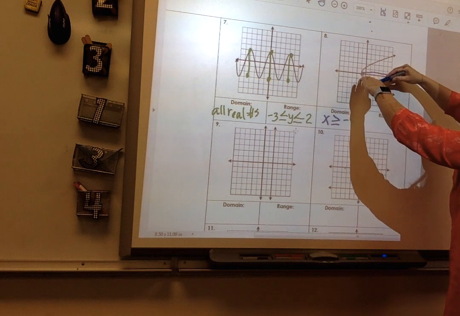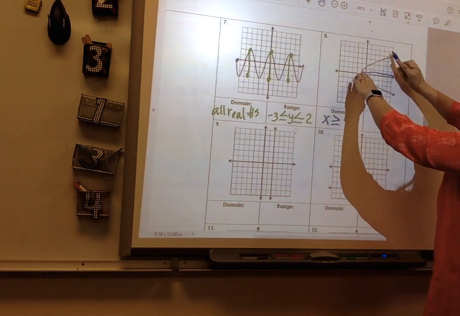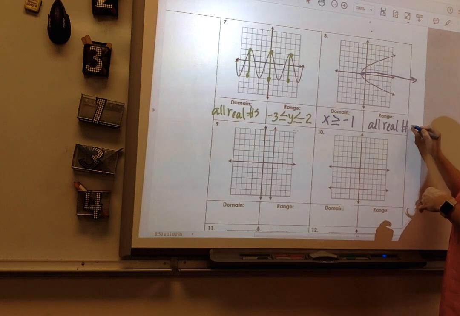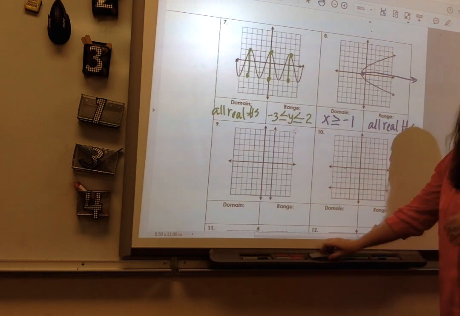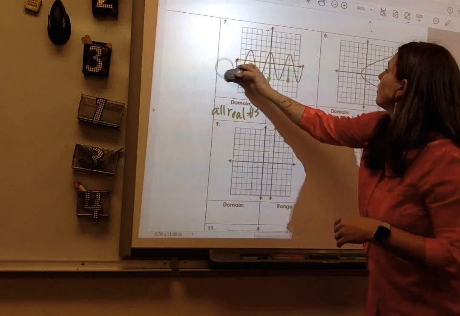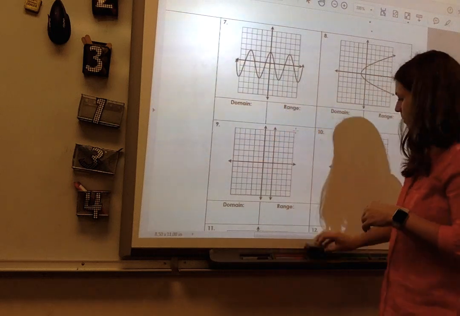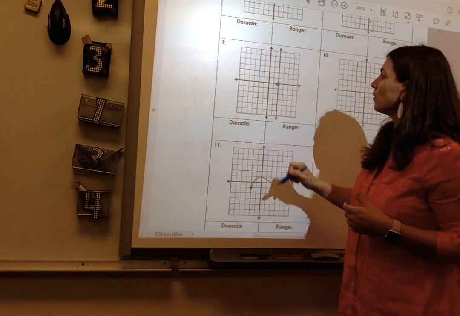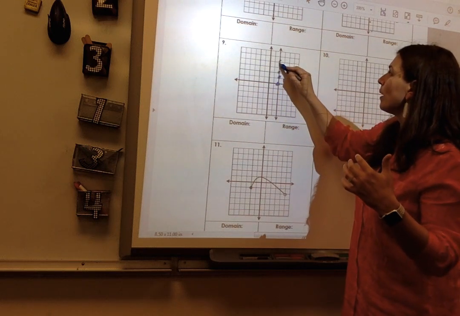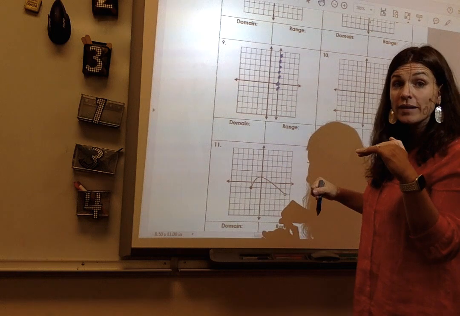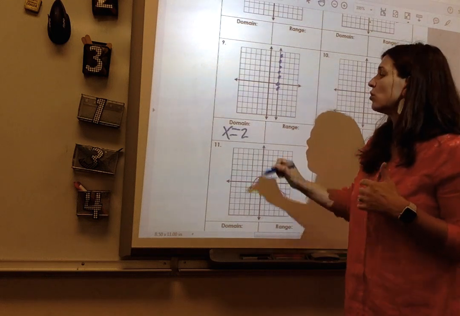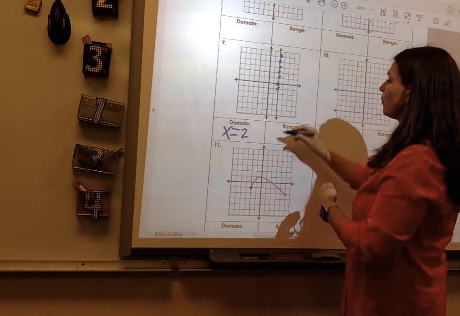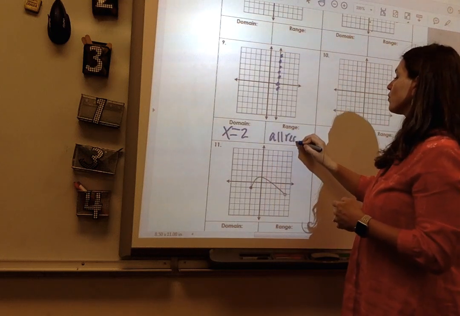My range is going to go all the way down, and it can go all the way up, so my range is all real numbers. Okay? All right, let's take a look at number 9 and 10. My domain is my x value. The only x value it's ever going to be is 2. So x is equal to 2. And my range goes down infinity, up for infinity, so it's all real numbers.